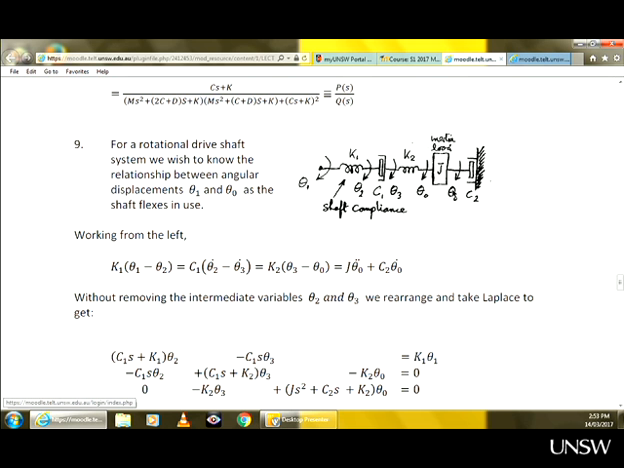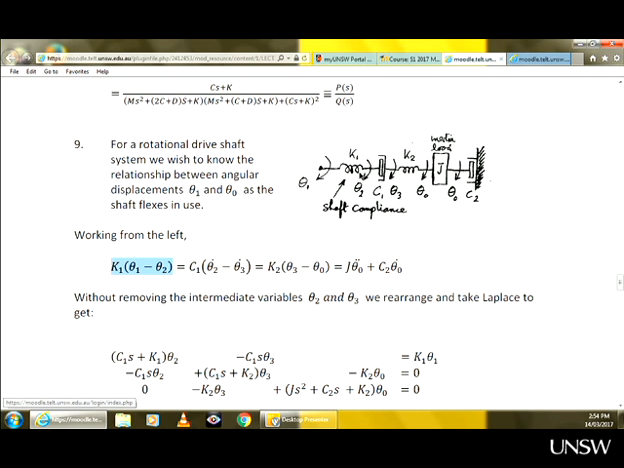We would like to be able to write 3 equations, since we have 4 variables. So let's write an equation describing this first spring here, stiffness K1. So the torque across the spring equals stiffness times relative displacement of 2 ends of the spring. Very similar to linear motion when you have a spring, k times x1 minus x2. Just here you have θ1 minus θ2. So relative angular displacement instead of relative linear displacements as we had earlier.